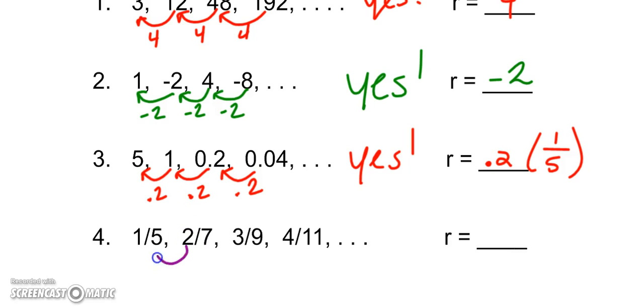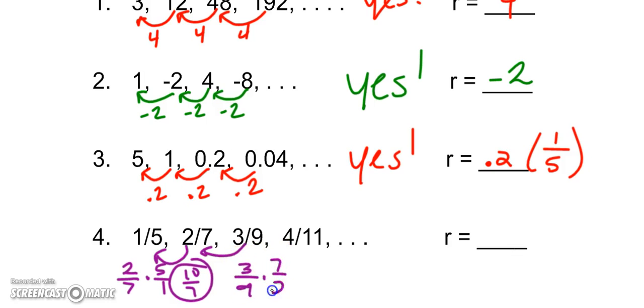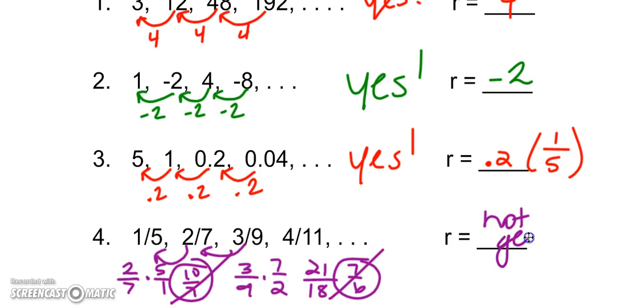Last one then, 2/7 divided by 1/5. Well, that's not something I do in my head nicely. So 2/7 divided by 1/5 would be the same thing as multiplying by a reciprocal. You get 10/7. 3/9 divided by 2/7, so multiplying by a reciprocal, is going to be 21/18, which is going to simplify into 7/6. That is not the same as 10/7, so not geometric.